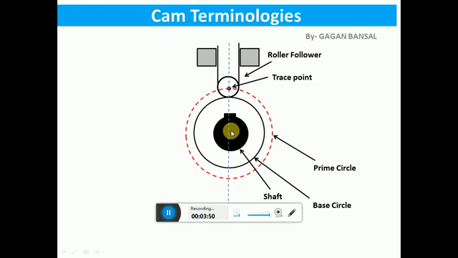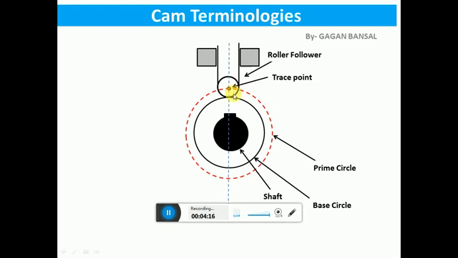That means for a knife edge or a flat faced follower, the prime circle and the base circle are identical, but for a roller follower the prime circle is larger than the base circle. And by how much? It is larger by the radius of the roller, as you can see from this figure.